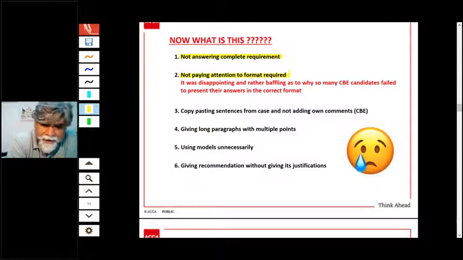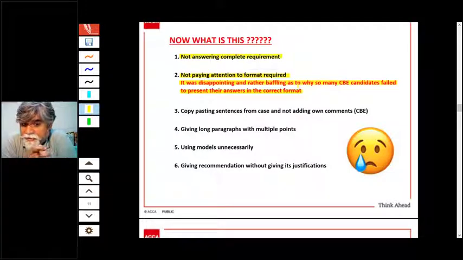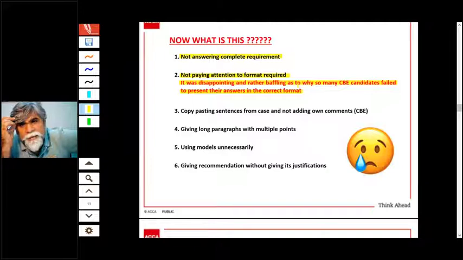In fact, if you read the red lines, I deliberately copy pasted this line, and this is the exact wording from the examiner's report. It is his word. I swear this is exact wording, and please read. The examiner is saying it was disappointing and rather baffling. Baffling means what the hell, as to why so many CBE students fail to present their answers in the correct format. Now, what rocket science is required here? Can anybody tell me? You need to be really stupid and crazy if you don't do the formats. Then you can't blame the examiner that he is not passing you. Okay, so the purpose is, please don't do these mistakes.